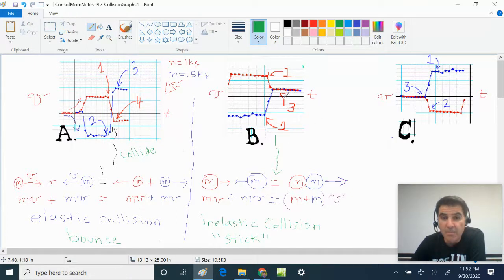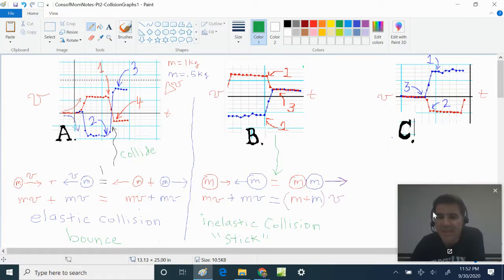This right here, number 3. So 1 is the red car going positive before the collision, 2 is the blue car going negative before the collision, and 3 is both cars going down the track together in a positive direction. And that's another reason we know that the red one is heavier, because the red one kind of won the battle of who is heavier.